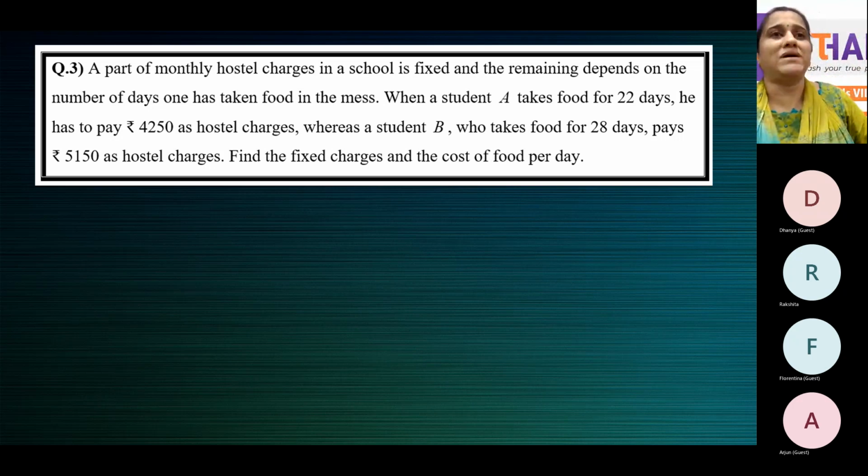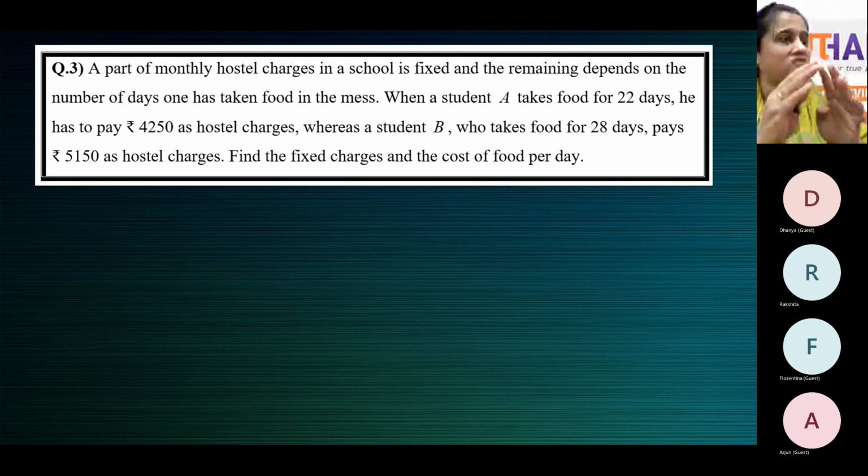Okay, so a part of the monthly hostel charges in a school is fixed and the remaining depends on the number of days one has taken food in the mess. When a student A takes food for 22 days, he has to pay 4,250 as hostel charges. So basically, like the taxi fare, what was the taxi fare there? Fixed cost plus the variable cost.